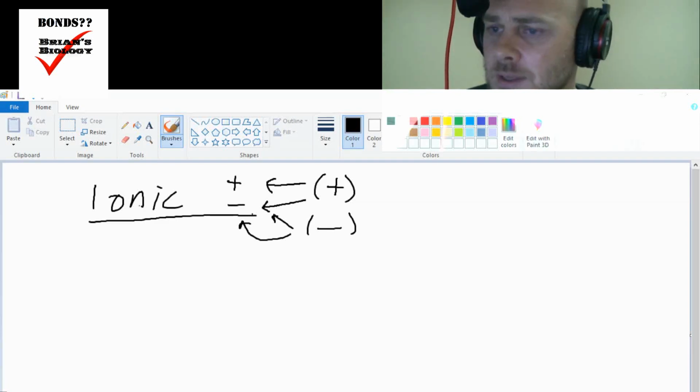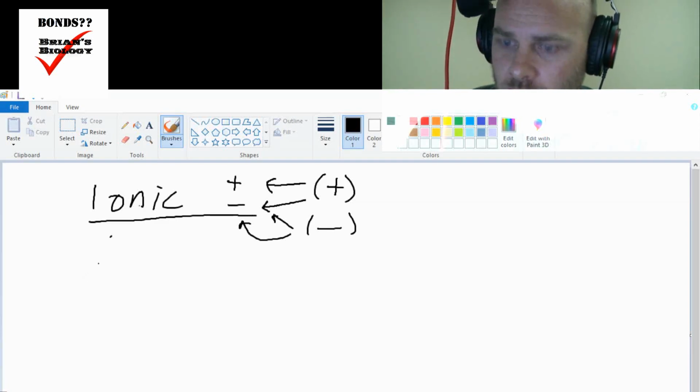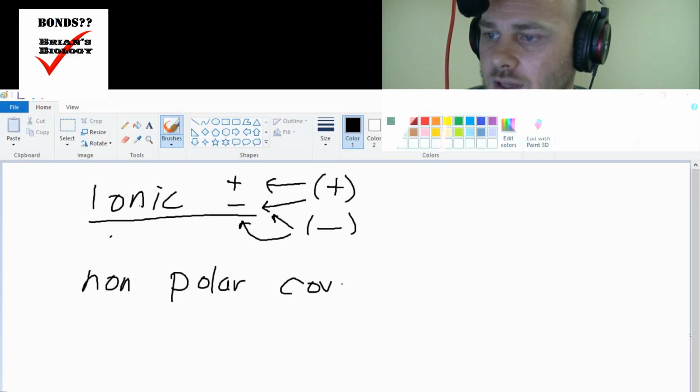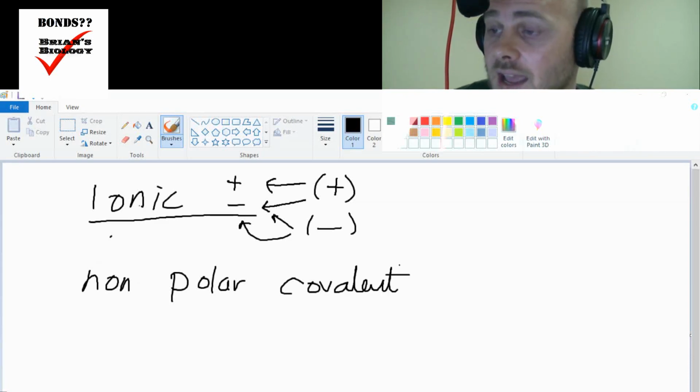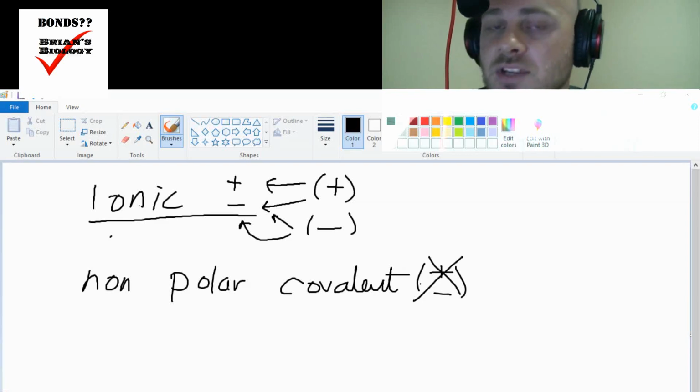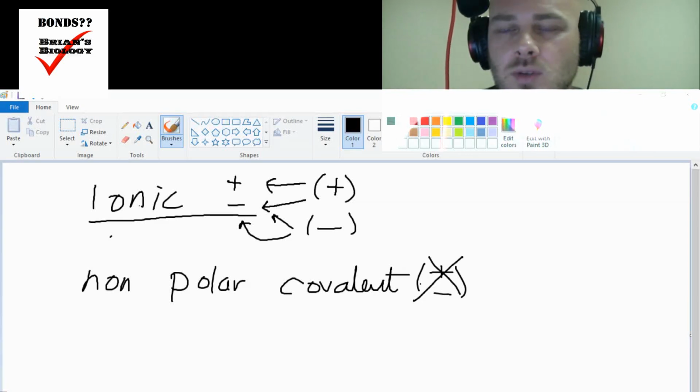What about covalent? Well, if it's a non-polar covalent, then it's really not going to have any of that. A non-polar covalent molecule does not have a positive or a negative. And so it is not going to be attracted or interact in any real way overall with other charges.